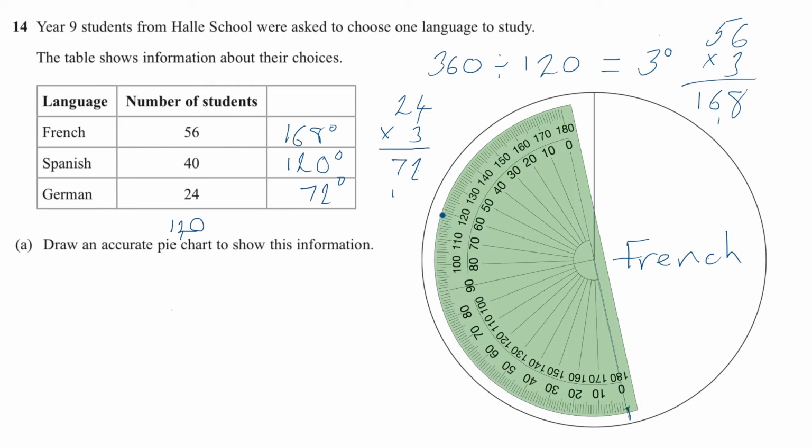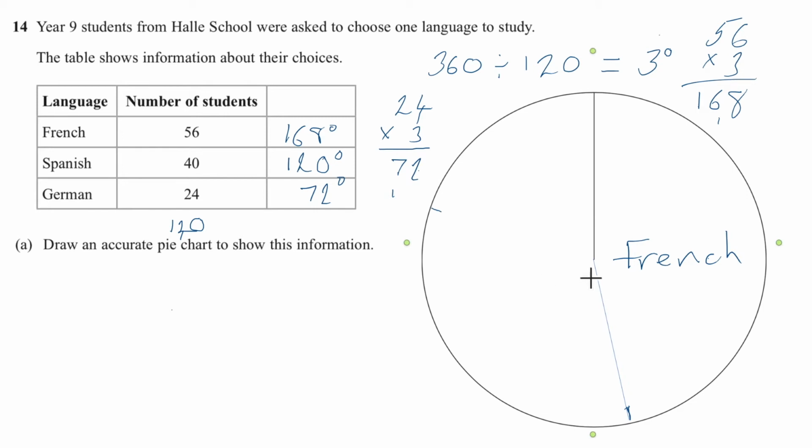So 120, and there's our marker there. And now we need to draw a line from the center out to the mark that we made. There it is. So we measured 120 degrees. We know that this is the Spanish section, so we can write that in there. And of course, this one here is the German section.